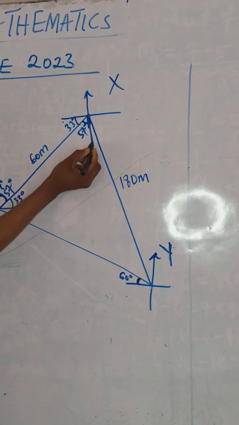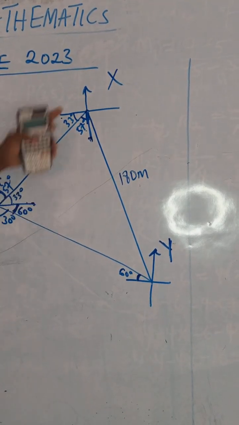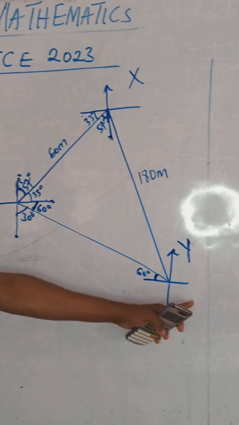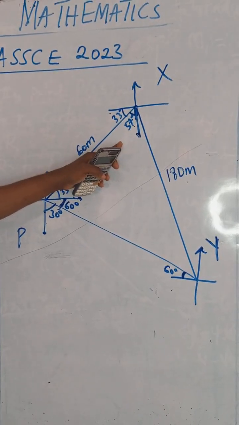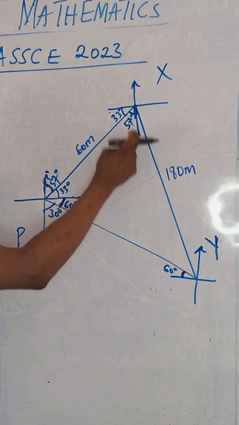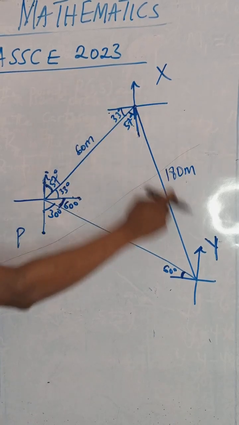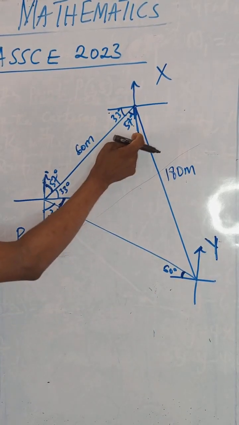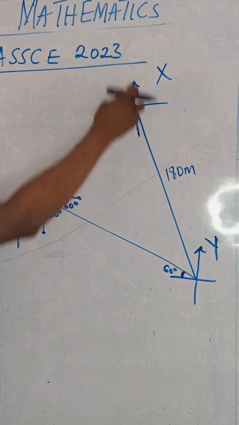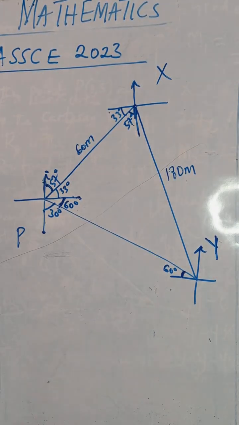But please don't join this south to this north, because they did not tell us in the question that X is directly north of Y, or Y is directly south of X. So if in any question they did not mention that, don't join this cardinal point to this cardinal point. Just find a way of joining them so that this does not come to meet this one. So I joined X to Y, and they told us that the distance between them is 180 meters. So what did they ask us to find?